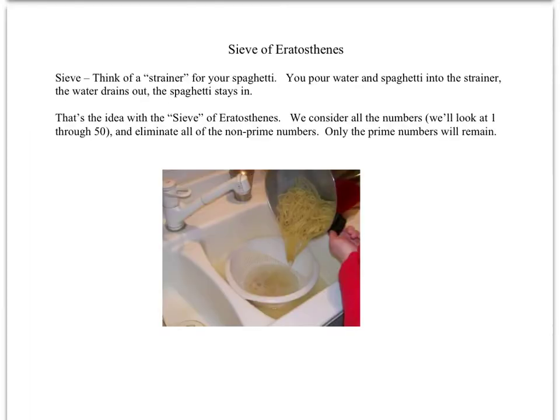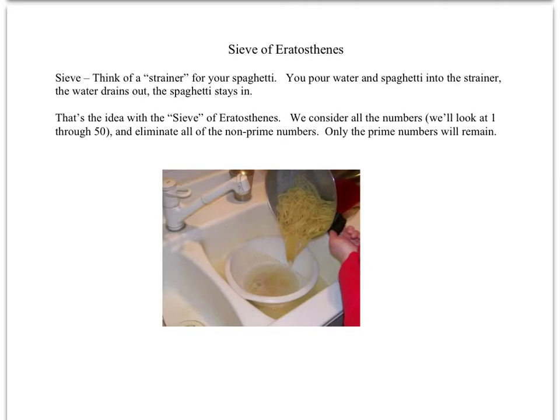Okay, how to find prime numbers? Well, an ancient method is called the Sieve of Eratosthenes. I'm going to walk you through that in just a moment. But for a sieve, I want you to think of just a strainer for your spaghetti. You pour the water and the spaghetti into the strainer. The water drains out, the spaghetti stays in.